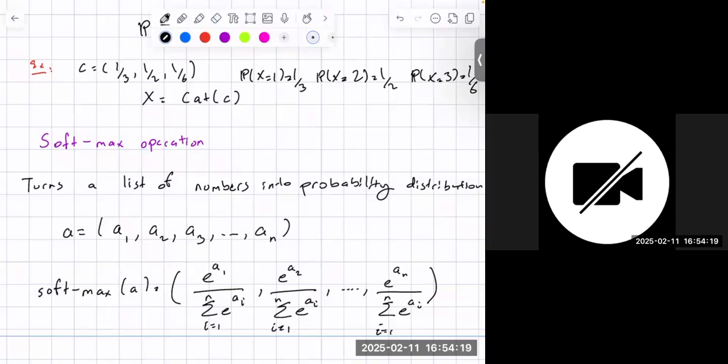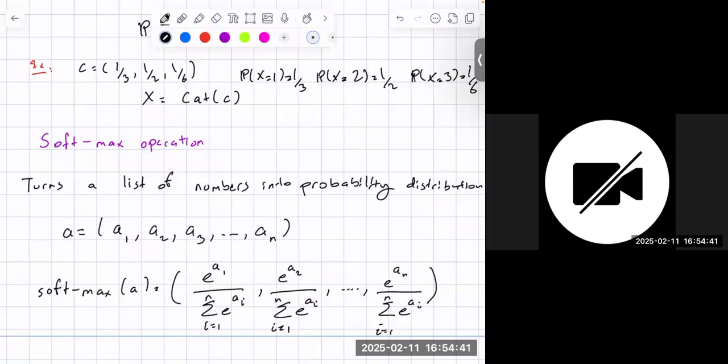Moreover, suppose this guy was bigger than the rest for the sake of discussion. Say A1 was the biggest. When I raise it to the power of E, it's going to become much bigger. You know, how big it was will get amplified. Then this coordinate will look much bigger than the rest. So you will see who was the max. But that's why it's called softmax.